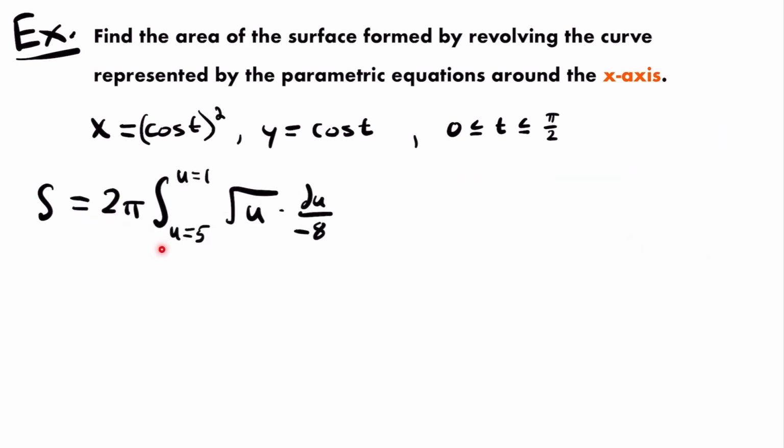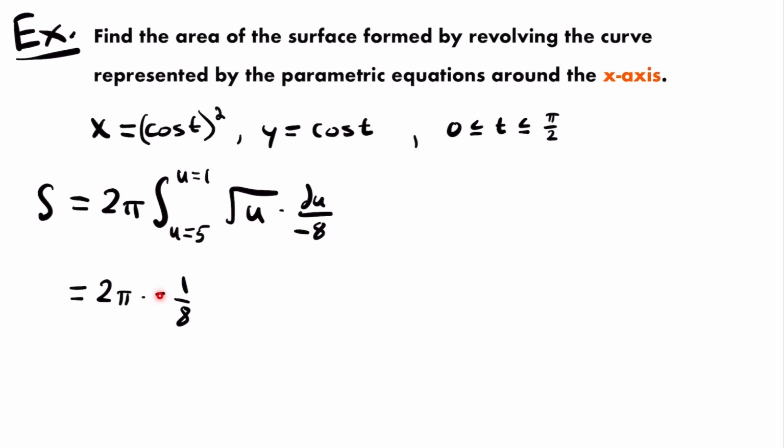Okay? And so before we solve this integral, let's simplify it a little bit. We can make it nicer before we try to solve it. First thing I'm going to do is pull this negative 1/8 out to the front of the integral. So this will be equal to 2 pi times negative 1/8. But 2 divided by 8 will become 1/4.